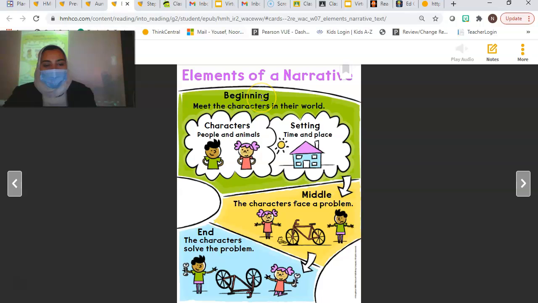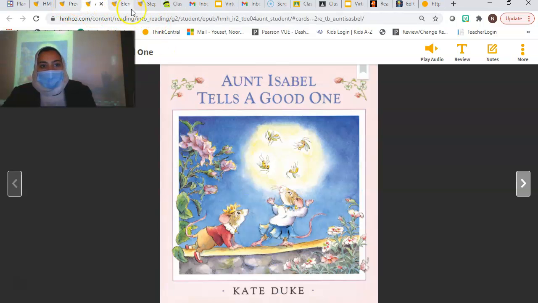So, elements of a narrative. We already talked about it. There's a beginning, middle, and last, right? Okay, your story better have a beginning, a middle, and an end. Beginning, you're telling us about the characters and the place. In the middle, you're telling us what the problem is. In the end, you're telling us how the characters solve the problem. All right.